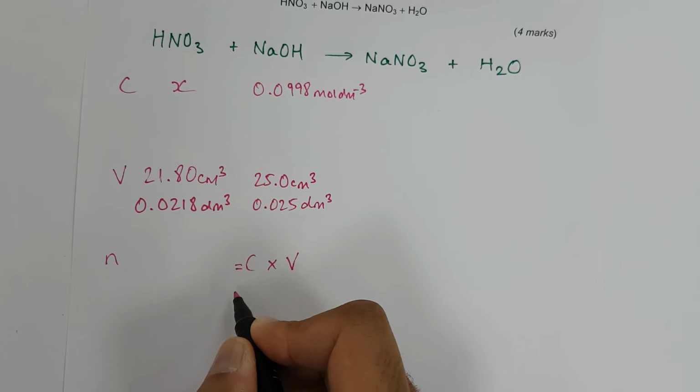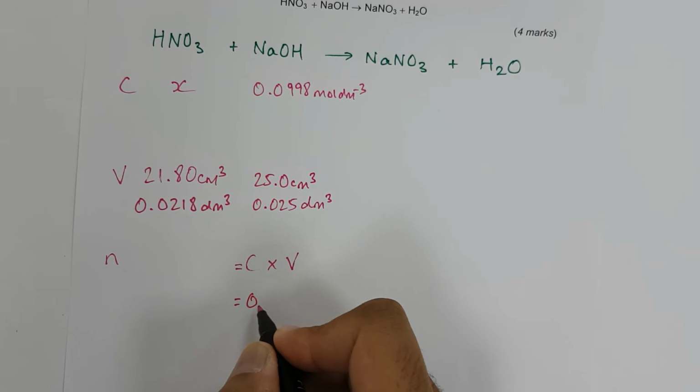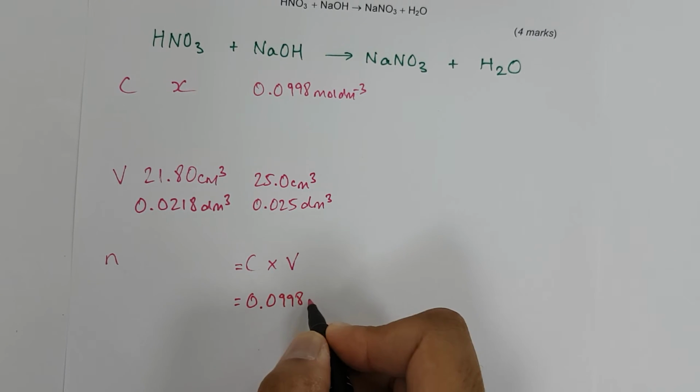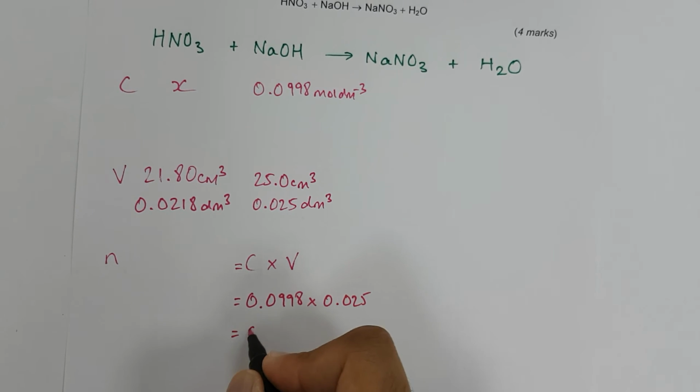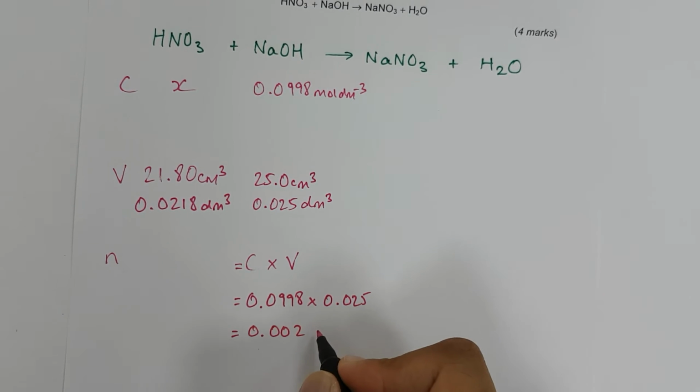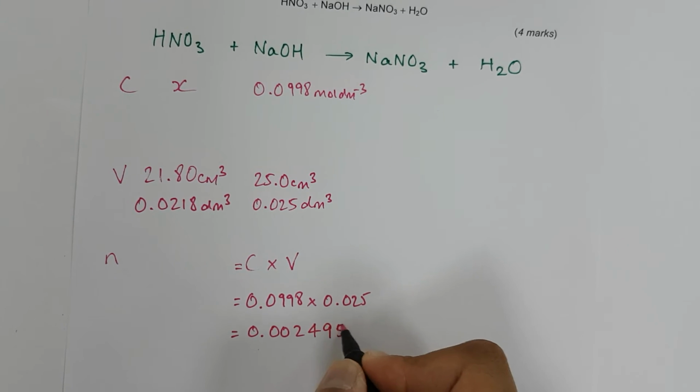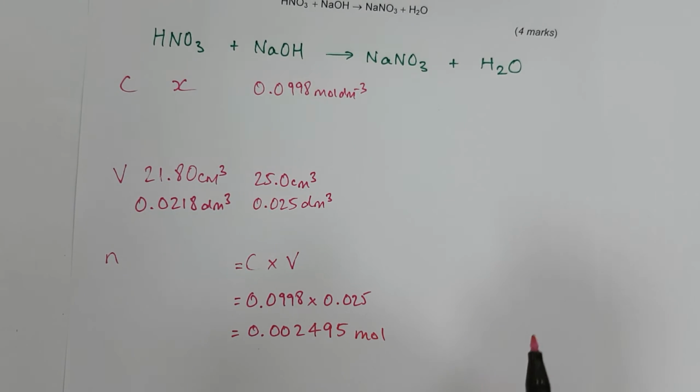If we multiply out, we get 0.0998 multiplied by 0.025, and that gives us 0.002495 moles. The first two marking points are right there.